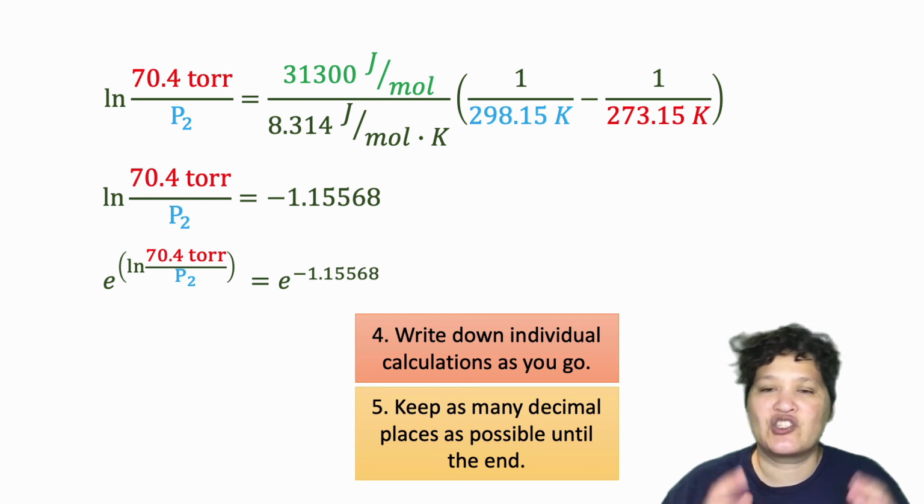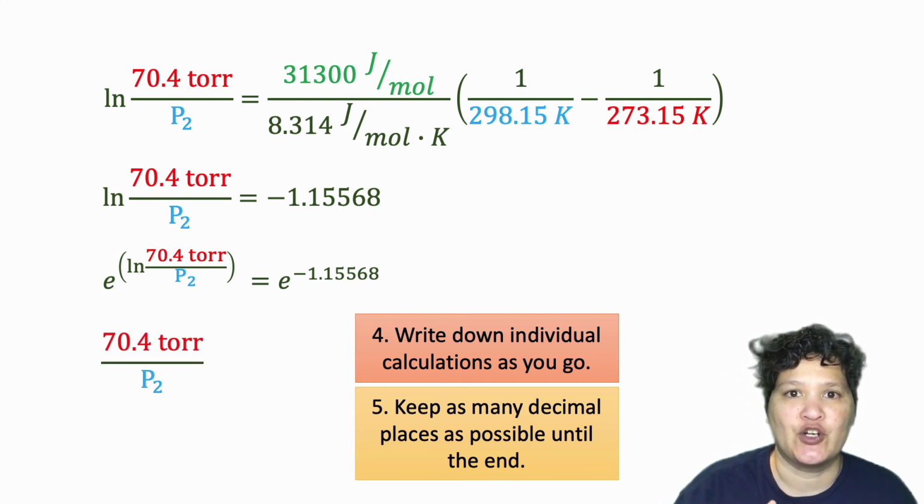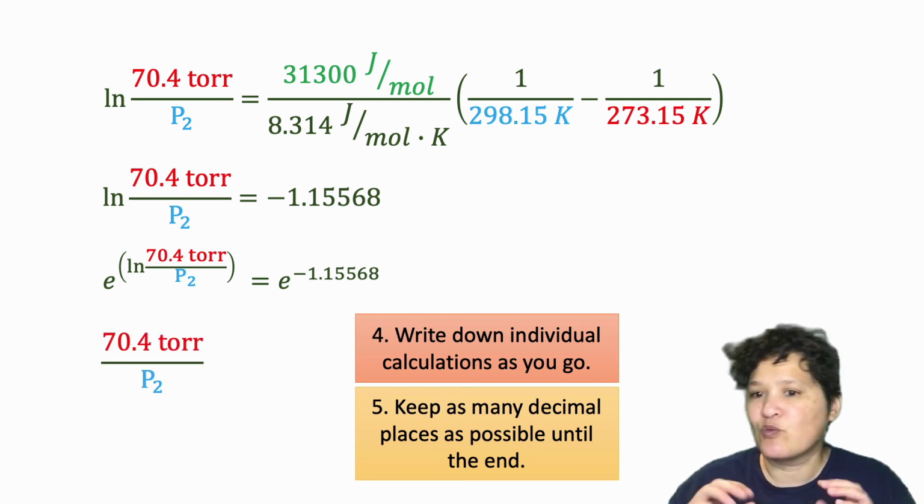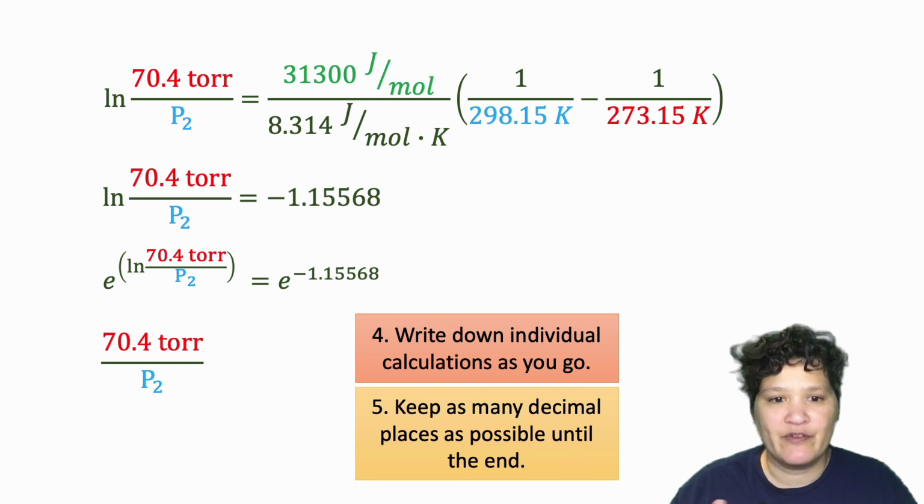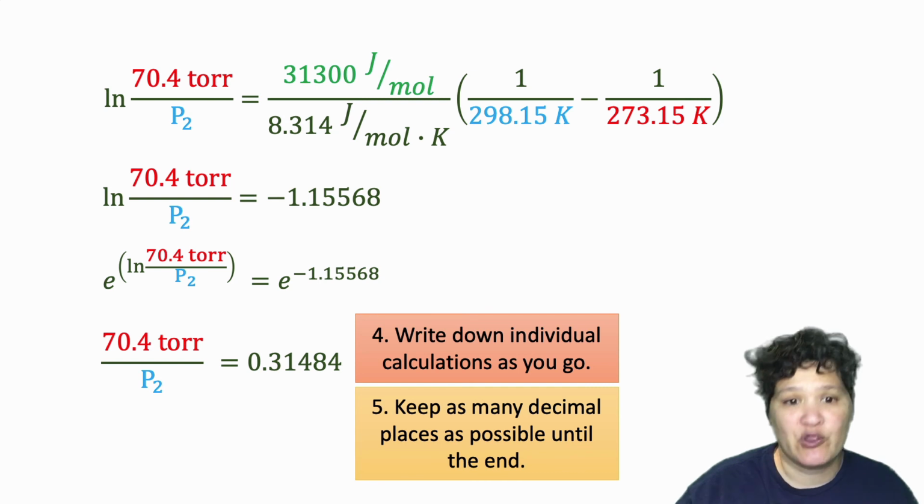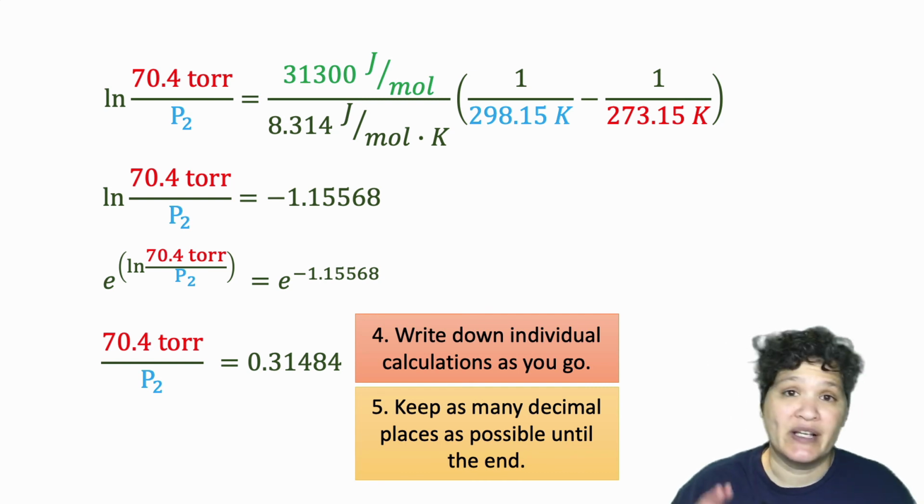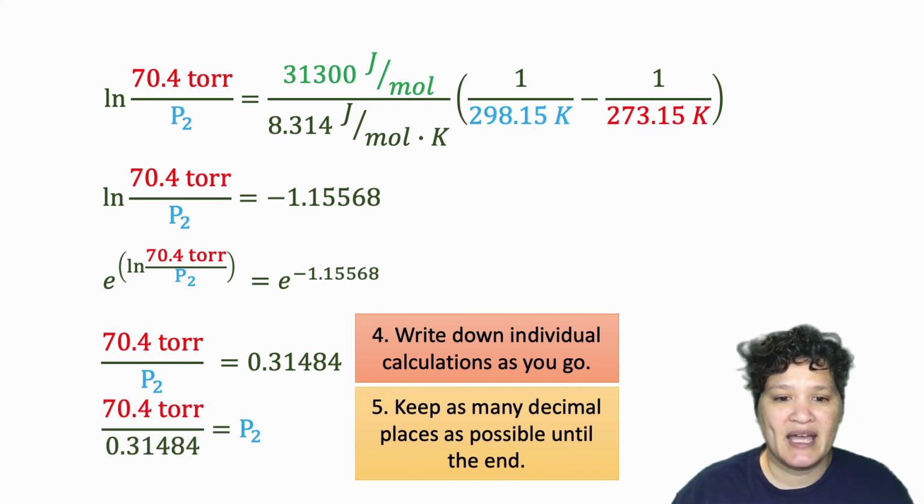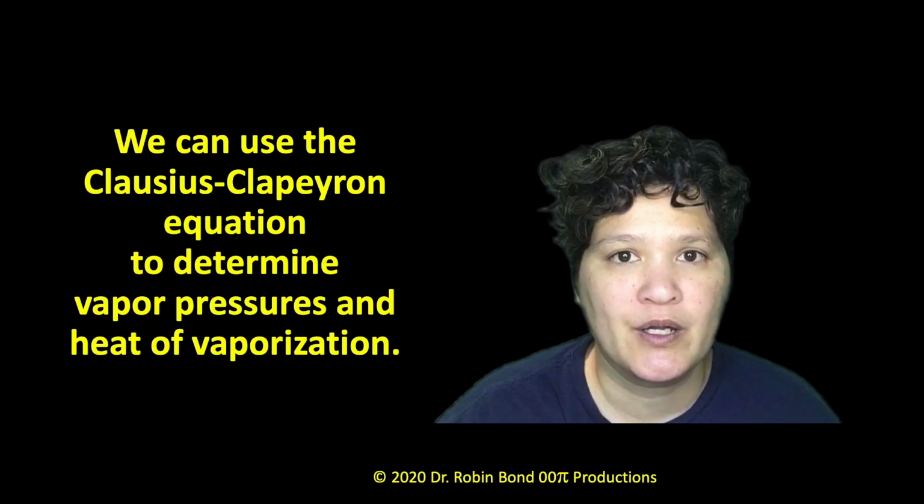So our left side is just that pressure ratio. And the right side is whatever e to the negative 1.15568 is. You do that on your calculator, and that ends up being 0.31484. So now let's solve for P2, and that pressure ends up being 224 torr.